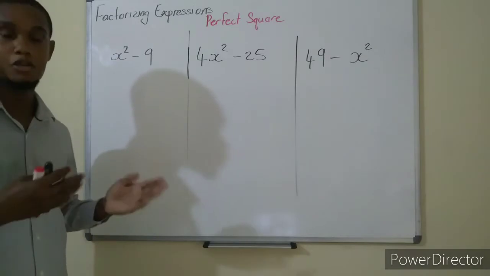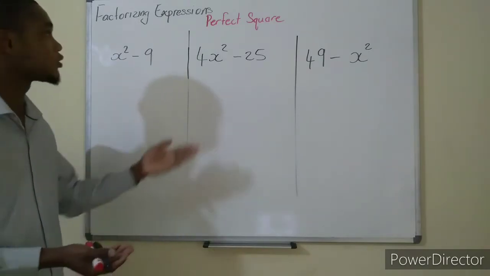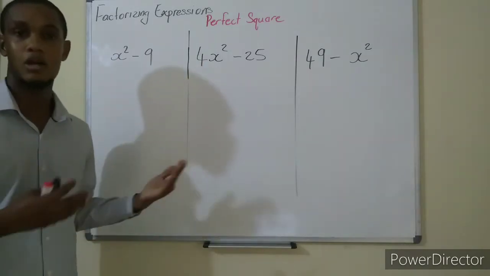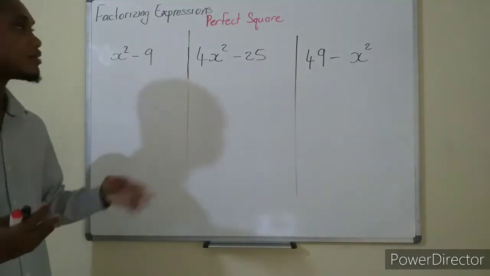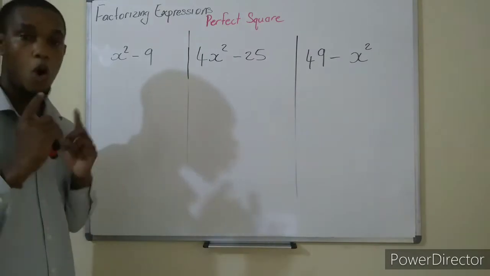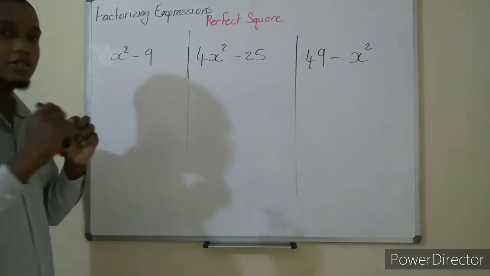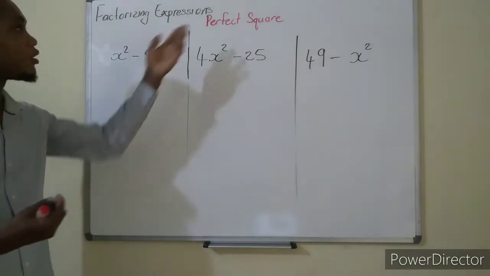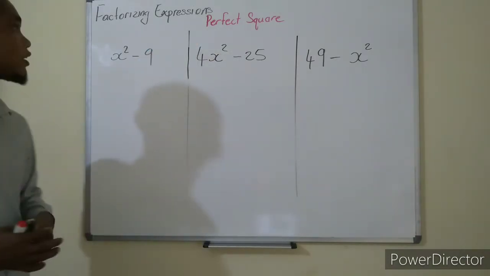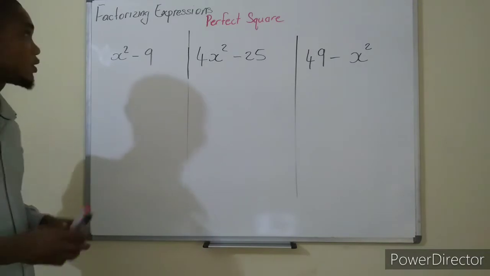9 is 3 times 3, so it's a squared product. 4 is a squared product because 2 times 2. 25 is a squared product, 5 times 5. So as long as each term in one expression is a product of a squared number, you can use the perfect square method. And what is the perfect square method? How do you solve questions like this?